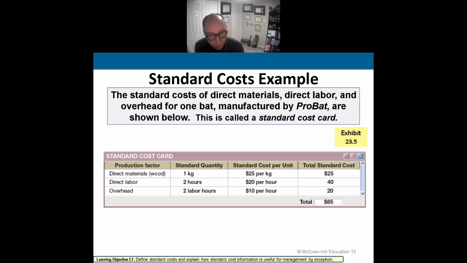Standard is what it normally is. My normal direct materials is $25 per unit. My normal direct labor is $40 per unit. My normal overhead is $20 per unit. They add up direct materials plus direct labor plus factory overhead, giving me a normal cost of $85 per baseball bat.